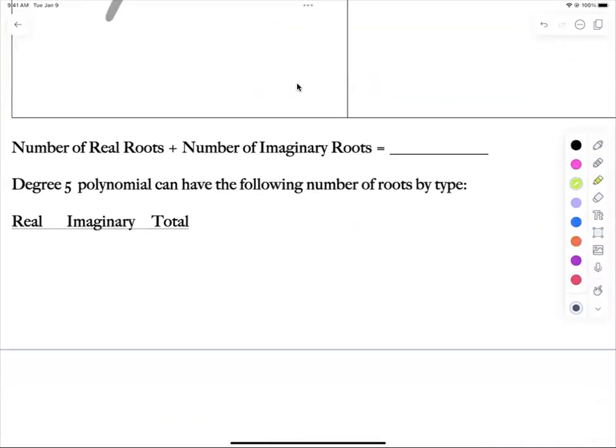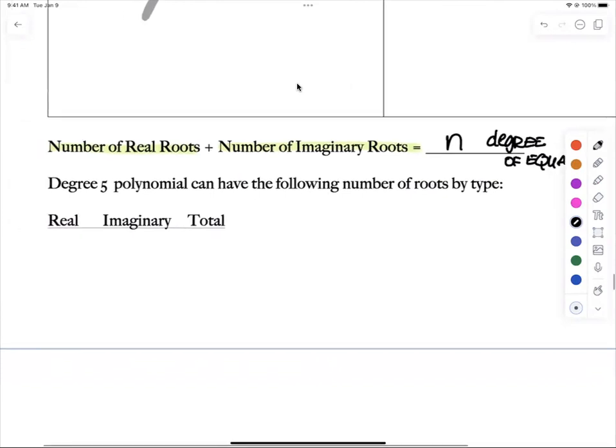The number of real number roots plus the number of imaginary roots is always equal to the degree of the equation. It always equals n, the degree of the equation. This is a really simple little skill, but it is part of this standard. If I have a degree 5, I will have 5 roots in some combination of real and imaginary.